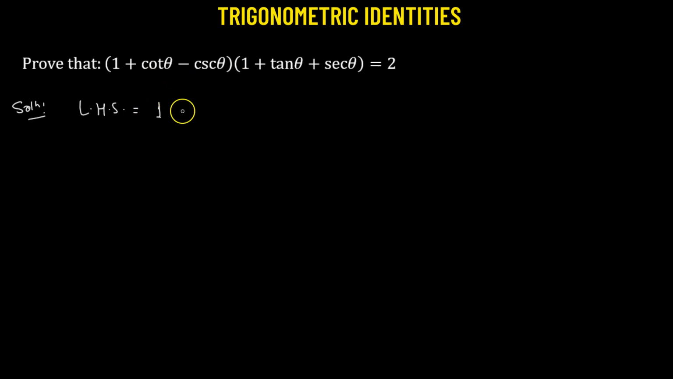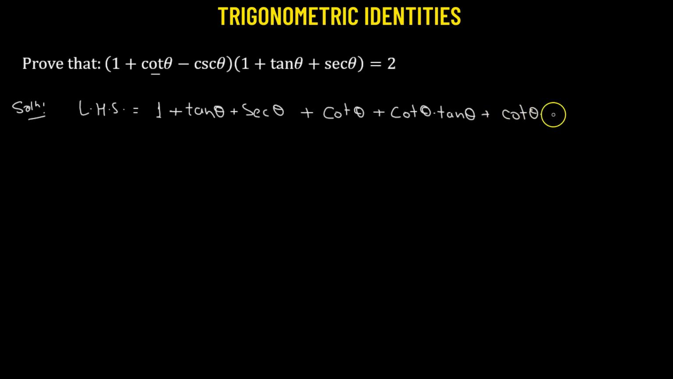So we have 1 multiplied by (1 + tan θ + sec θ), which gives us 1 + tan θ + sec θ. Next, we have the second term, which is cot θ. So we're going to distribute it to each of the terms. So we have plus cot θ times 1, that's cot θ, plus cot θ times tan θ, plus cot θ multiplied by sec θ.